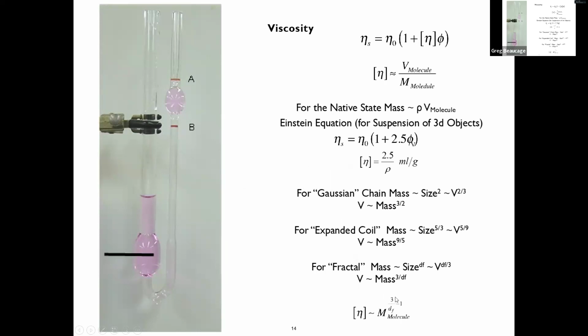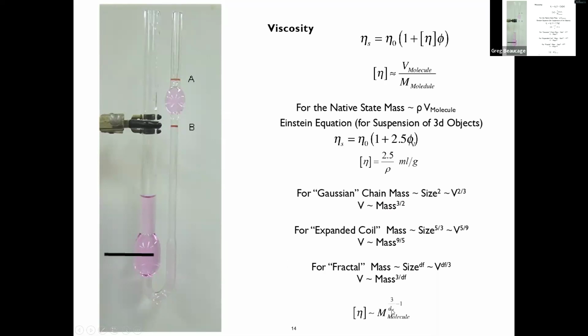So if dF is 2, this is 1.5 minus 1 is 0.5. So the intrinsic viscosity goes as molecular weight to the 0.5. And then if this is 1, so if it's a rod, this thing goes as molecular weight to the 2. So there's a big difference between 0.5 and 2. So you can distinguish between a rod and a coil, a Gaussian coil.